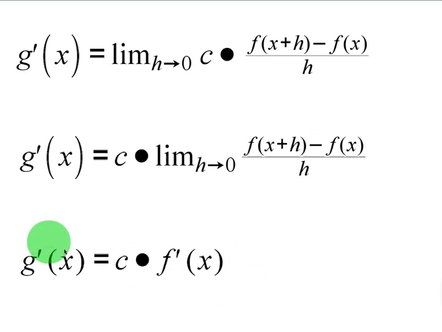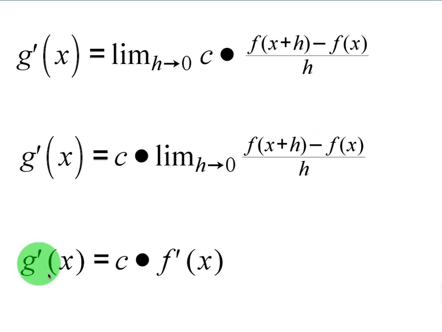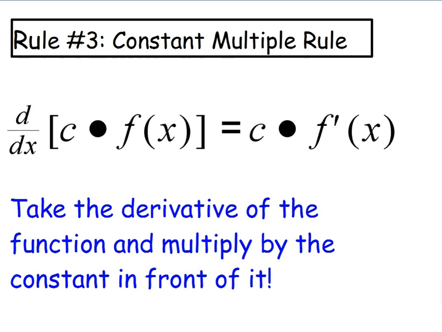So we've just proven that given g of x equals c times f of x, the derivative of g is just c times f prime of x. What does that mean? That means we can simply take the derivative of f, and then whatever we get, we multiply it by the original constant, hence the constant multiple rule. It's really easy. You put the c off to the side, find the derivative of the function next to it, and then multiply the original c by that derivative.